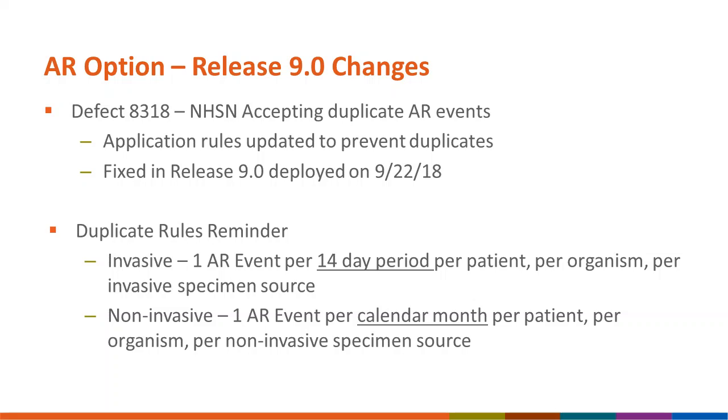As a reminder, regarding the 14-day and 1 per month duplicate rules, we do have specific guidance in the protocol for these scenarios. For the invasive specimen sources, such as blood or CSF, only 1 AR event per 14-day period per patient ID per organism should be reported to NHSN. For non-invasive specimen sources, such as urine or lower respiratory, only 1 AR event per calendar month per patient per organism should be reported to NHSN.